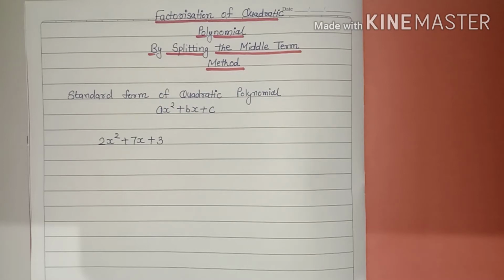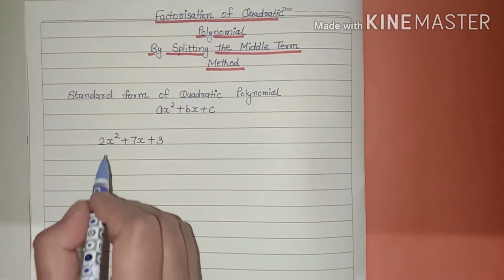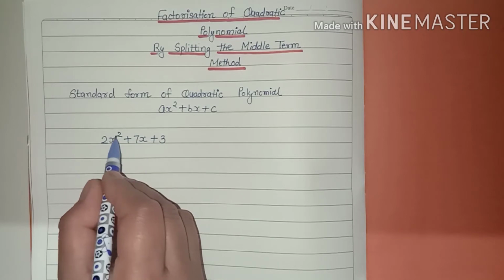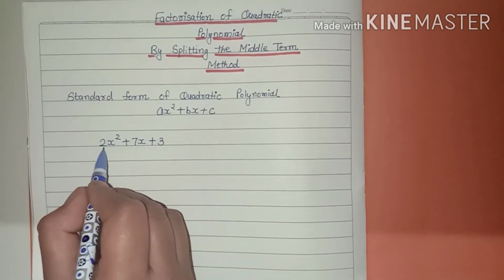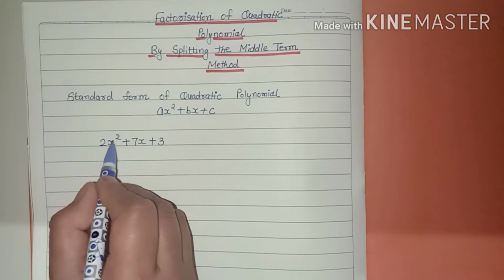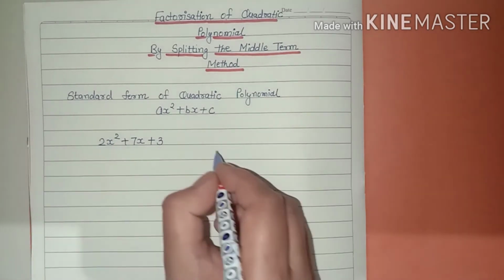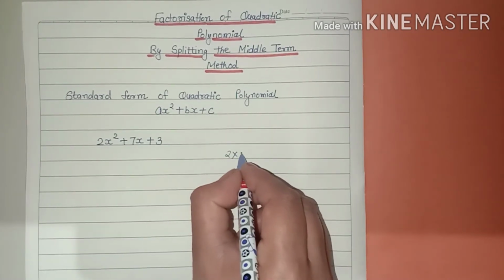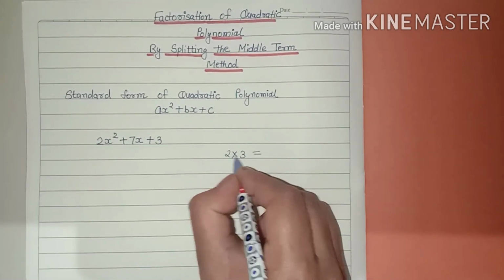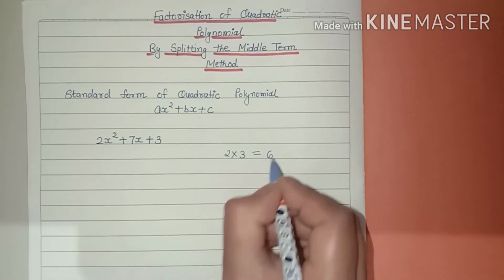Second step. In the second step, you have to multiply the coefficient of x square by the constant term. It means we will multiply the coefficient of x square, which is here 2, by the constant term. The constant term is here 3. And the multiplication of 2 and 3 is 6.